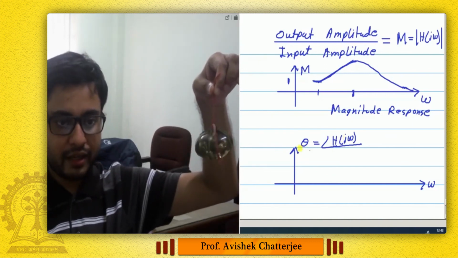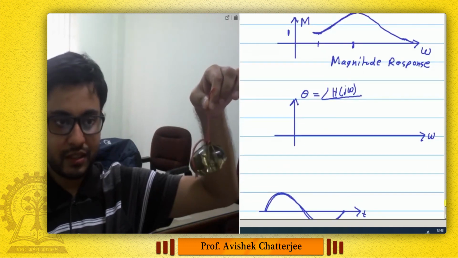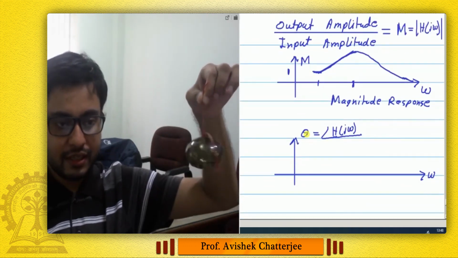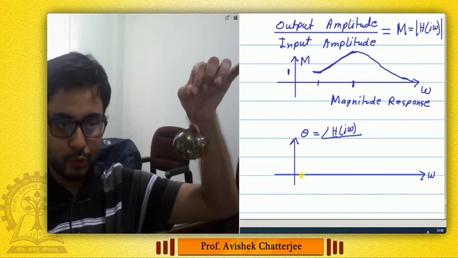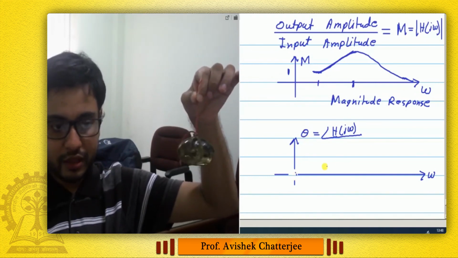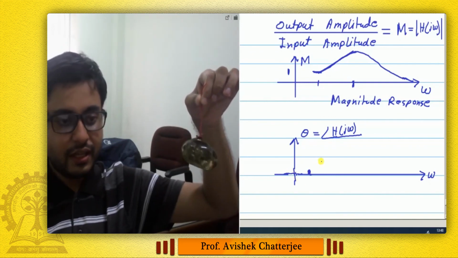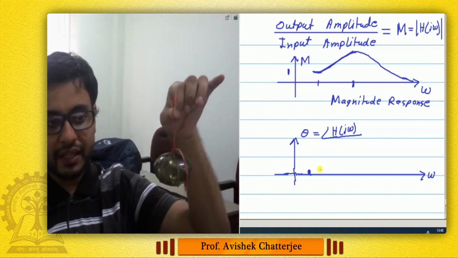Okay, so if my hand is moving as a function of time in this way, then the weight is also moving in the same way. There is no phase difference between the two. So at very low frequency, the phase difference between output and input is 0. Okay, let me draw it here. Then let's see what happens at a larger frequency.